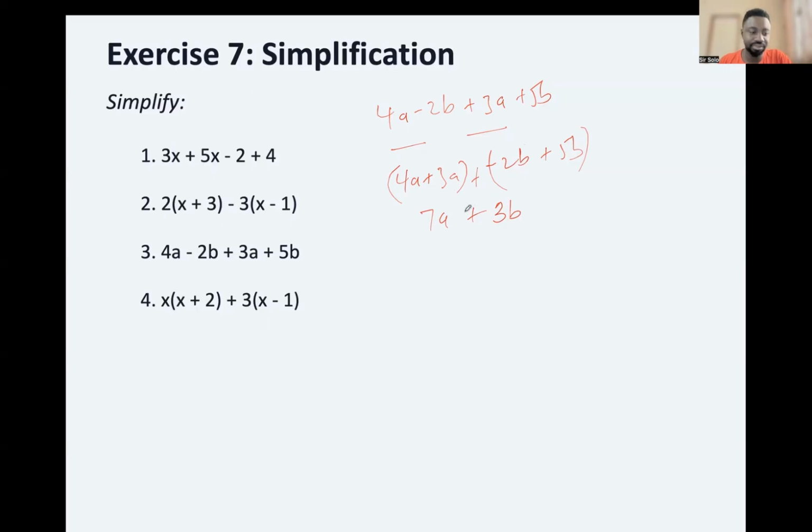Then the next thing is our last one. It is x multiplying (x plus 2). So x times x will give us x squared, plus x times 2 will give us 2x, plus 3 times x, 3x, minus 3 times 1, which is 3. Then group like terms: x squared plus 5x minus 3. So that is the final answer.